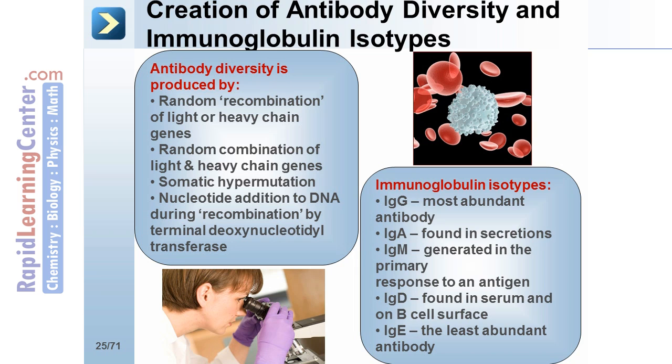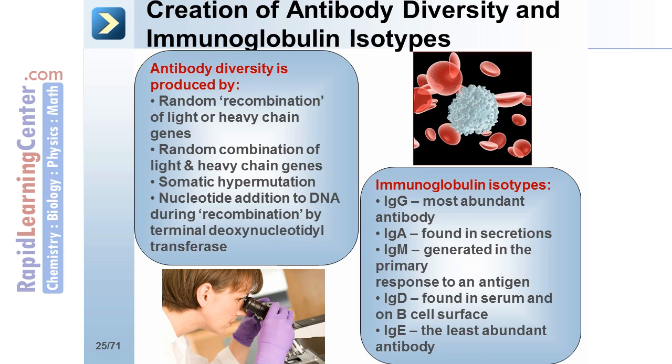IgA is found in secretions. It prevents attachment of bacteria and virus to mucous membranes. IgM is generated in the primary response to an antigen, fixes complement, and does not cross the placenta. IgD is found in serum and on the B cell surface. However, its function is unknown.